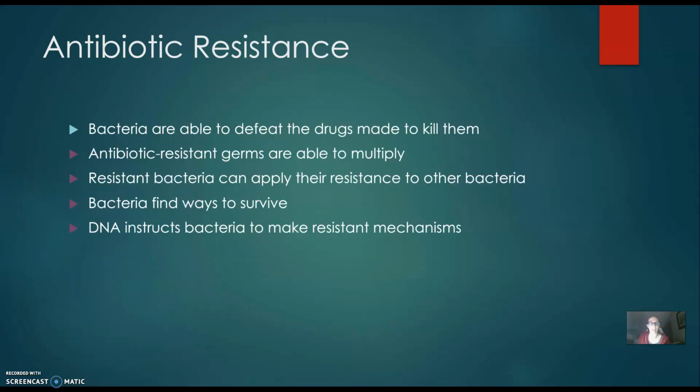The antibiotic resistant bacteria are able to defeat the drugs made to kill them. Antibiotic resistant germs are able to multiply. The resistant bacteria can apply their resistance to other bacteria, and the bacteria can find ways to survive. The DNA is able to instruct bacteria to make resistant mechanisms.